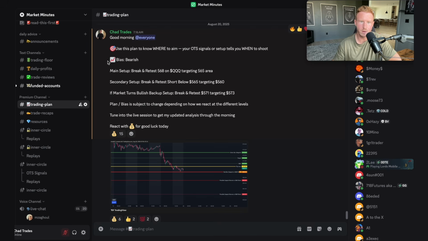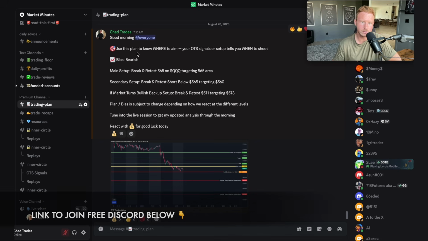As you can see inside my private Discord group, I posted 15 minutes before the market open. My bias today was bearish. My main setup is I'm looking for a break and retest of 568 on QQQ, targeting 565. Secondary setup, if we don't get this, then I'm looking for a break and retest short below 565, targeting 560.